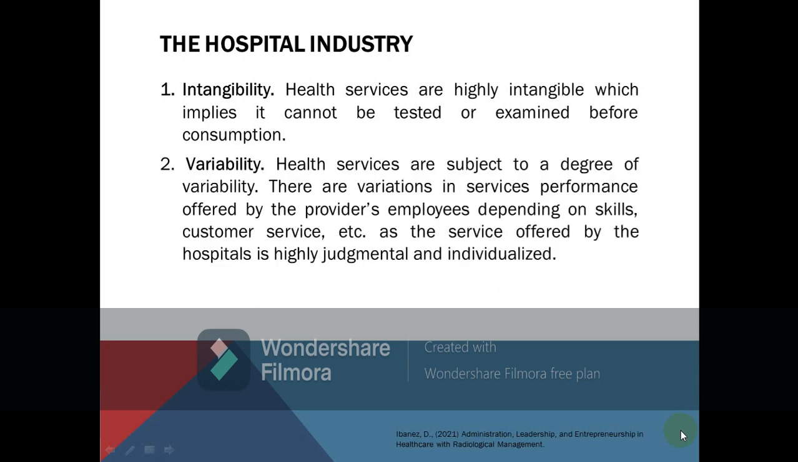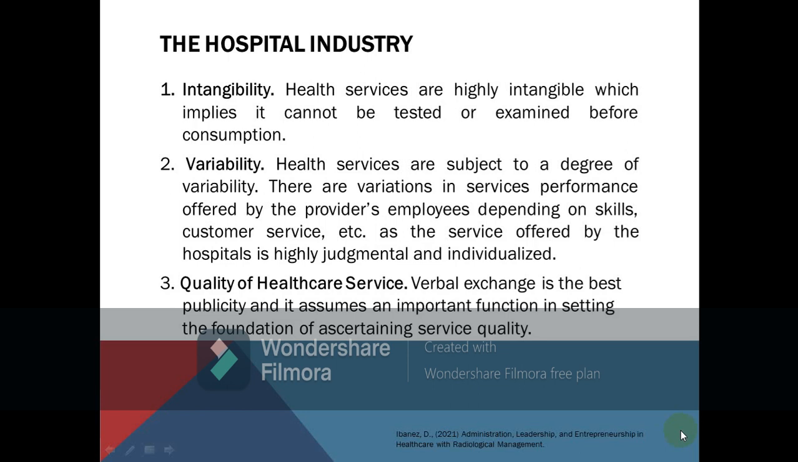Second, variability. Health services are subject to a degree of variability. There are variations in service performance offered by the provider's employees depending on skills, customer service, and others, as the service offered by hospitals is highly judgmental and individualized. So the variations in service also depend on the affordability of the patient and the reputation of the hospital.